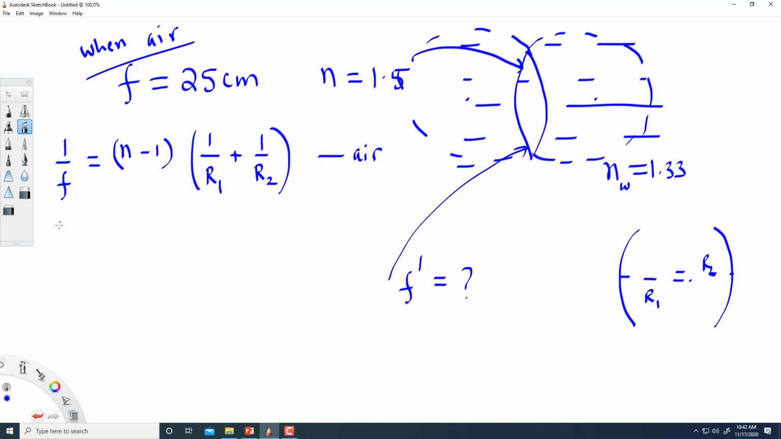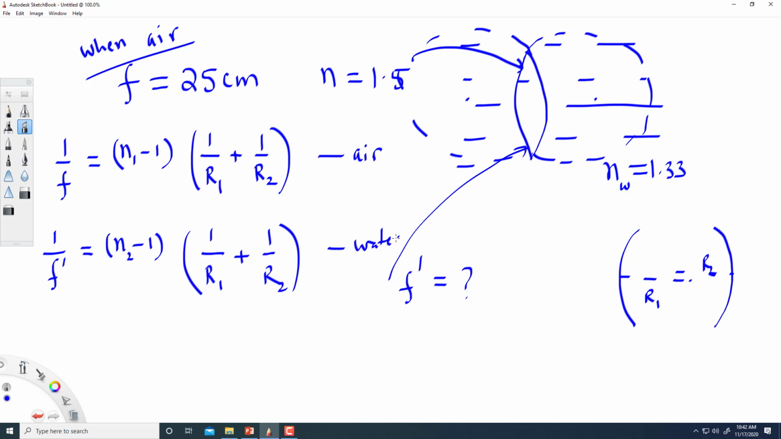Now for a water interface, let's call this F prime, n minus 1, let's call this n1, times 1 over R1 and 1 over R2. This won't change, because it's the same material. What changes is this n1 and n2. Now we define n1 and n2.